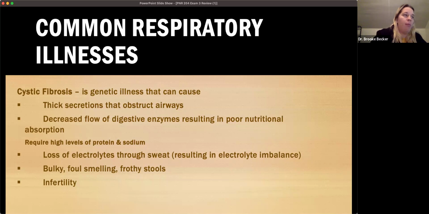They're going to have bulky, foul-smelling, frothy stools, and they will likely struggle with infertility. Males specifically will be infertile until a year after they have a lung transplant. Women have fewer complications with becoming pregnant, even without a lung transplant.